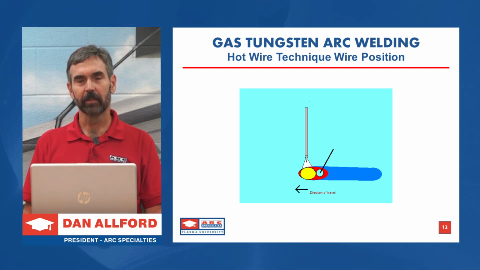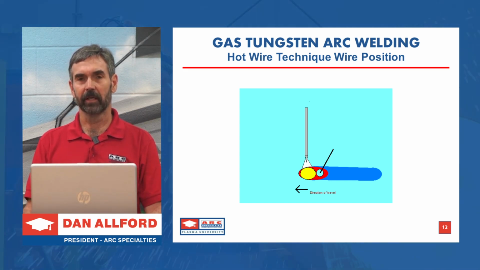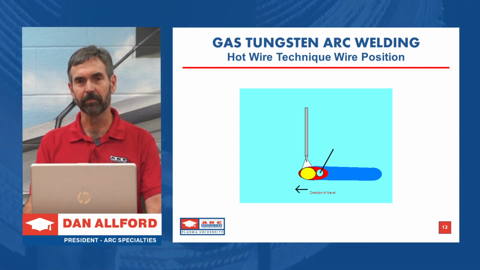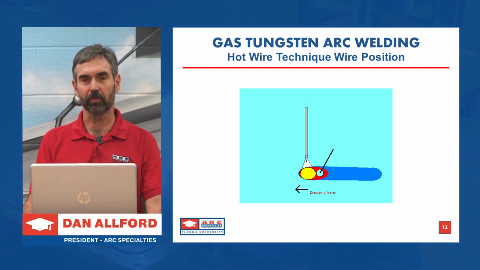So we're trailing the tungsten with the feed wire, and it actually goes into the puddle, and it has to do this to conduct the energy from the hot wire power supply to preheat the wire. So this is one of the limitations of hot wire. You always have to trail the torch with the wire.